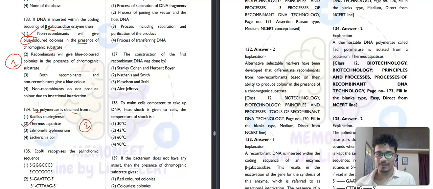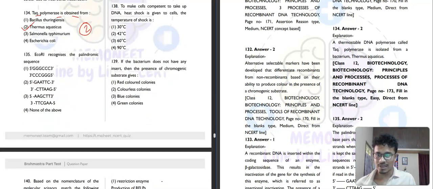Then question number 135. What does it say? It is saying that EcoRI recognizes the palindromic sequence. Which is the palindromic sequence of GAATTC? I remember like this, G-A-A-T-T-C. Okay. So this second option will be our correct answer. In my time also I remembered like this, so you can also remember like this.